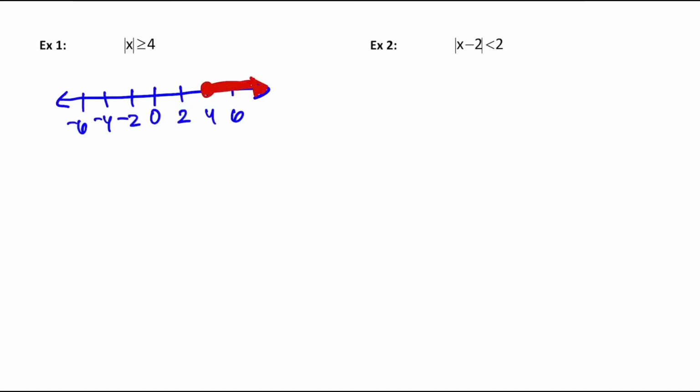Try negative 3. Is that going to work? No. Try negative 4. Absolute value of negative 4 is 4. Is 4 greater than or equal to 4? Yes. So negative 4 works. You get the idea. Negative 5, negative 6, and so on and so forth. So this is the other piece of our number line.